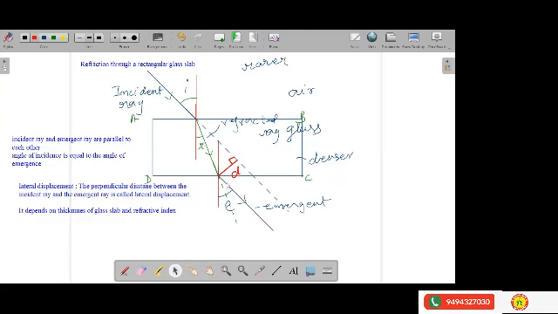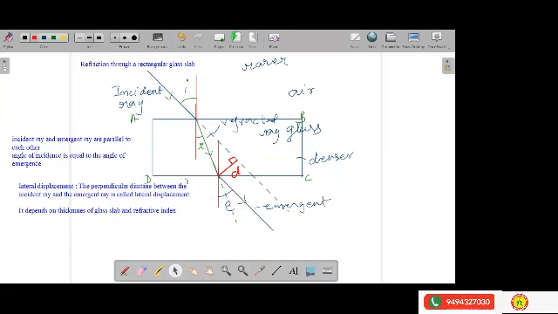Here you have the second refraction occurring, and again the ray of light is moving from a denser medium to a rarer medium, and hence the bending of light takes place away from the normal. However, the amount of bending that occurs over here is the same as that which occurs over here.